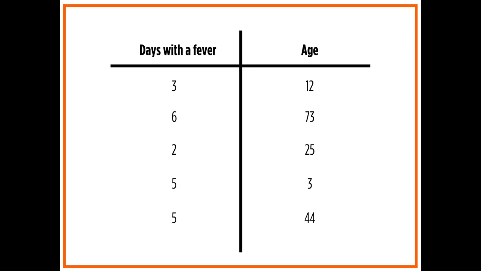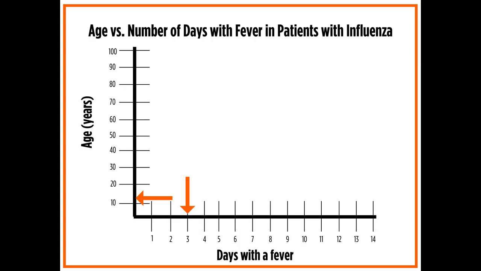Next, Guadalupe starts to plot his data. Here are the first 5 data points he wants to plot. He starts with the first data point. He locates the patient's age on the y-axis and the number of days the patient had a fever on the x-axis. He then places a mark on the spot of the graph that represents a 12-year-old who had a fever for 3 days. He then graphs the next data point, a 73-year-old patient who had a fever for 6 days.